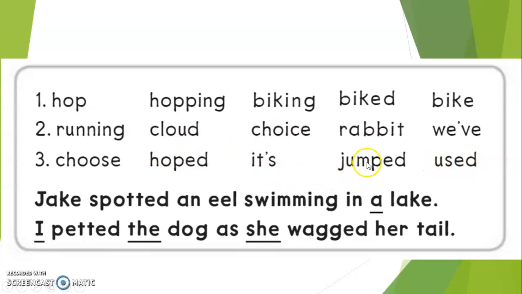These were hard ones. This ends in a consonant, but we did not double it because this one is an exception, because it's a consonant instead of just a vowel consonant. Let's read these the fast way. Choose, hoped, it's, jumped, used. Those were tricky.